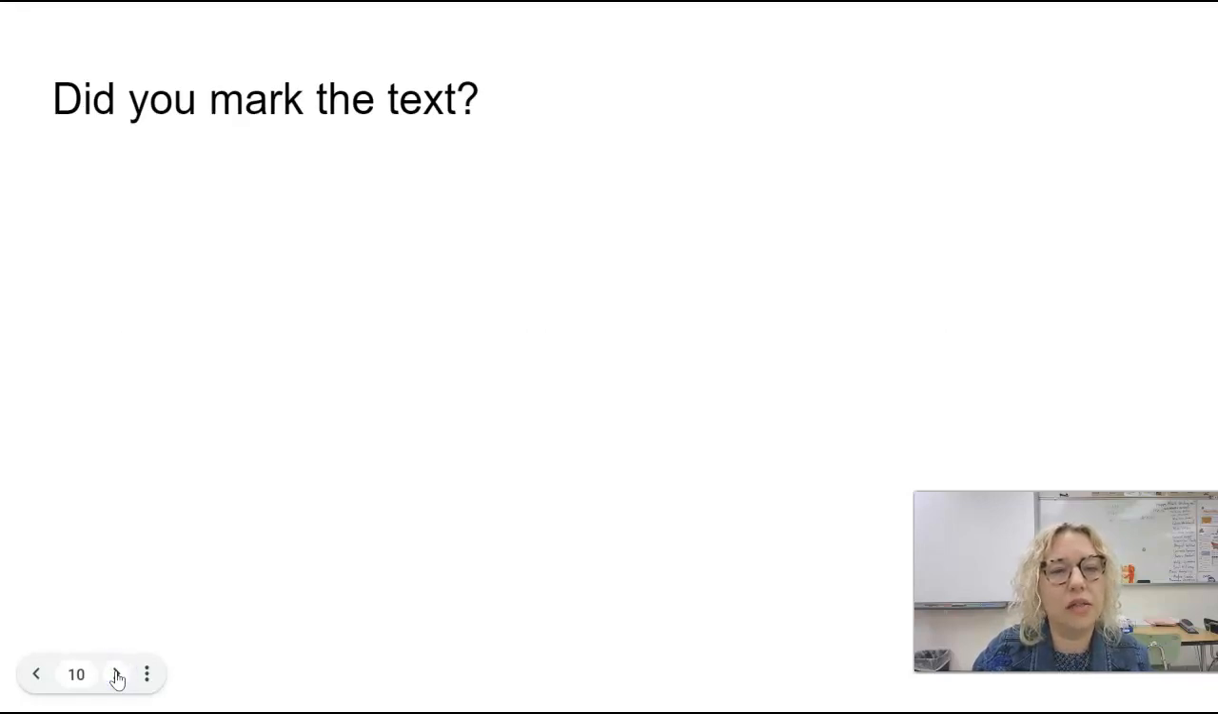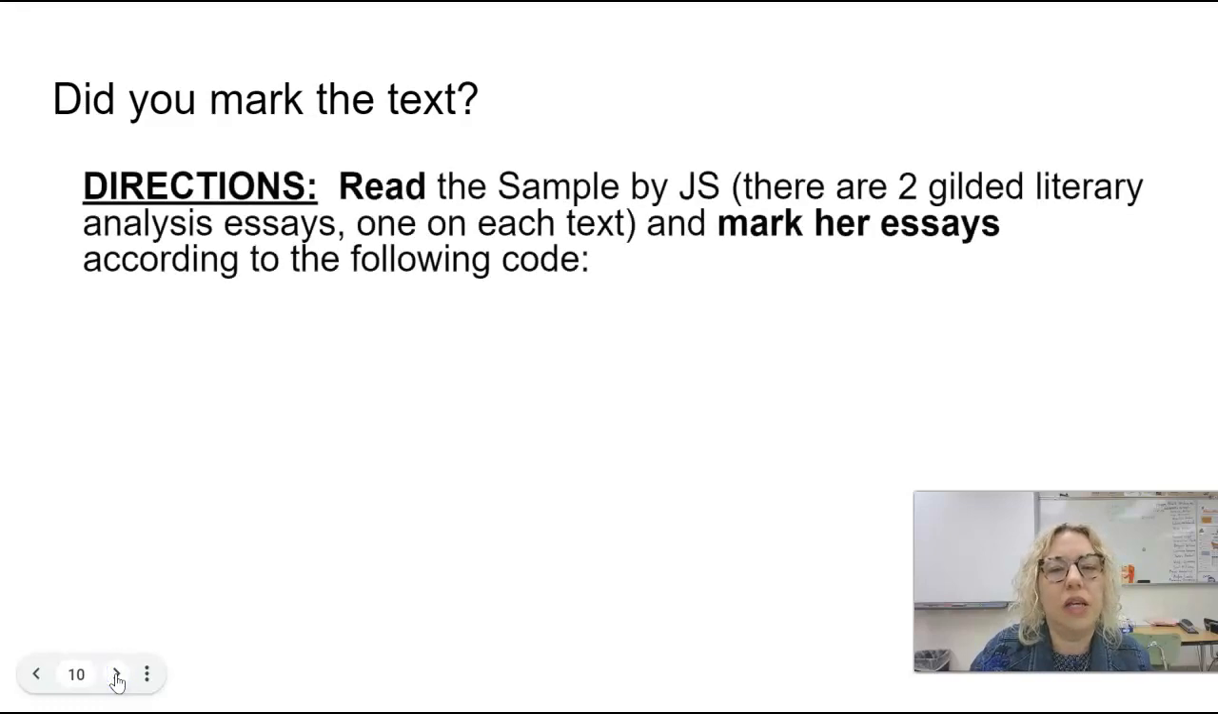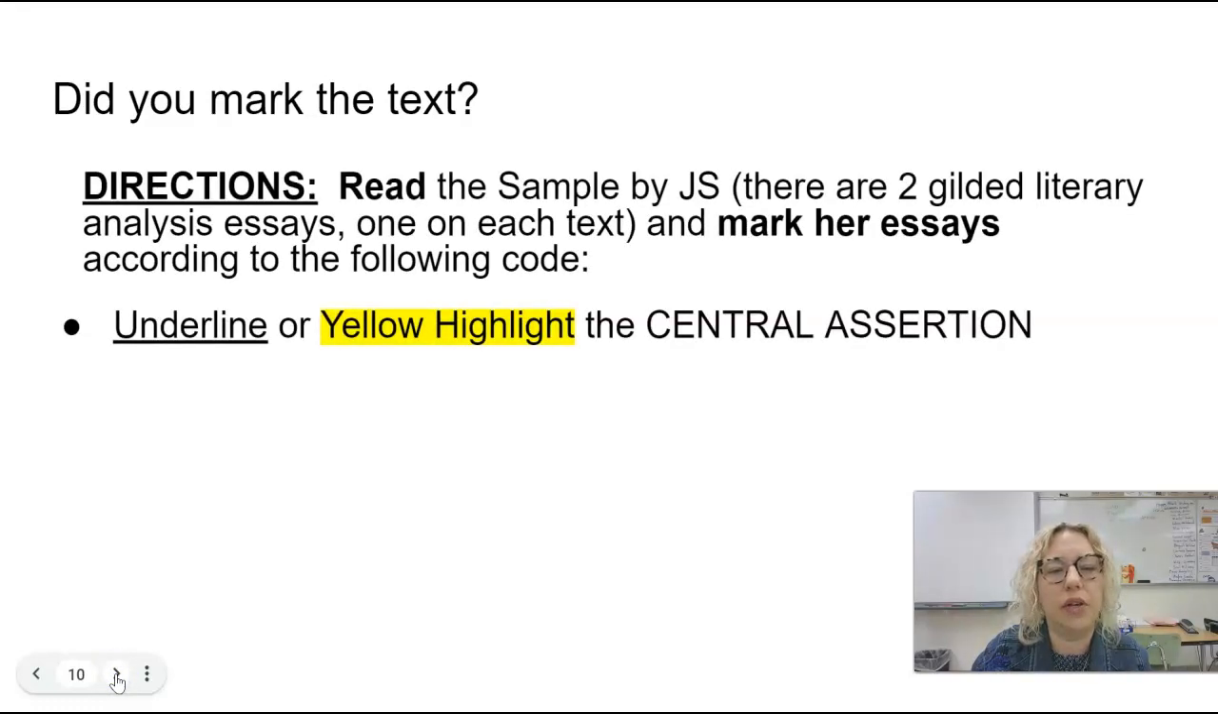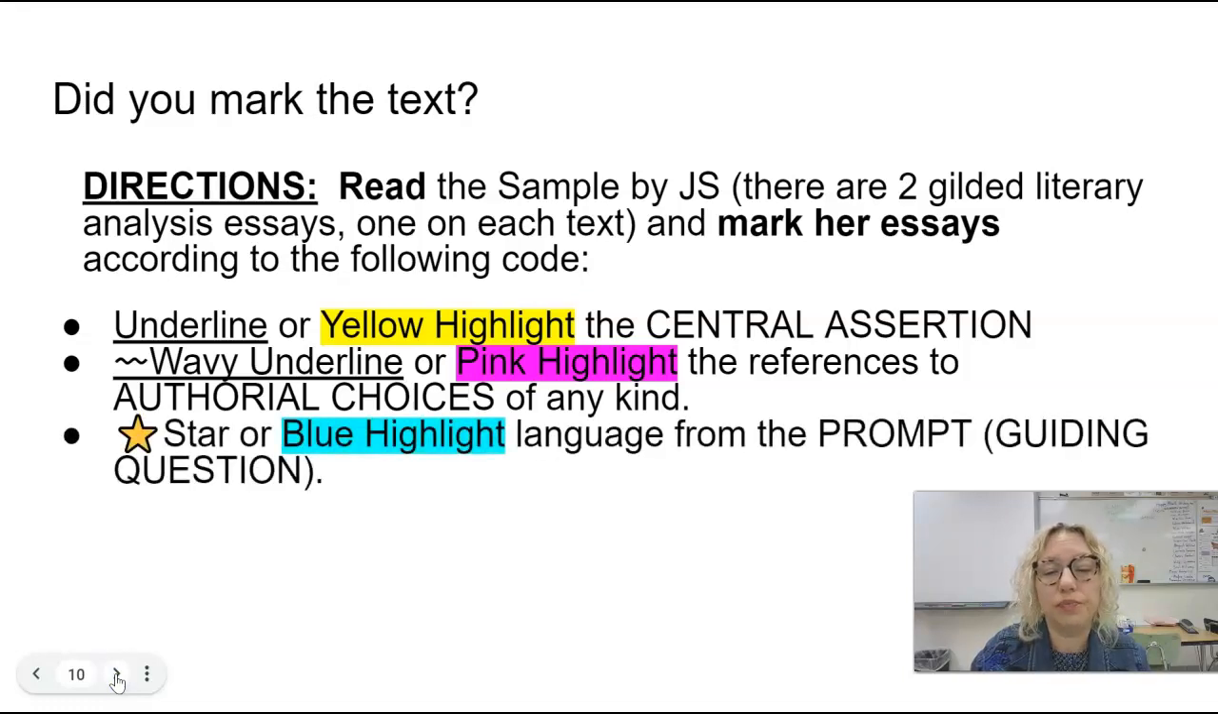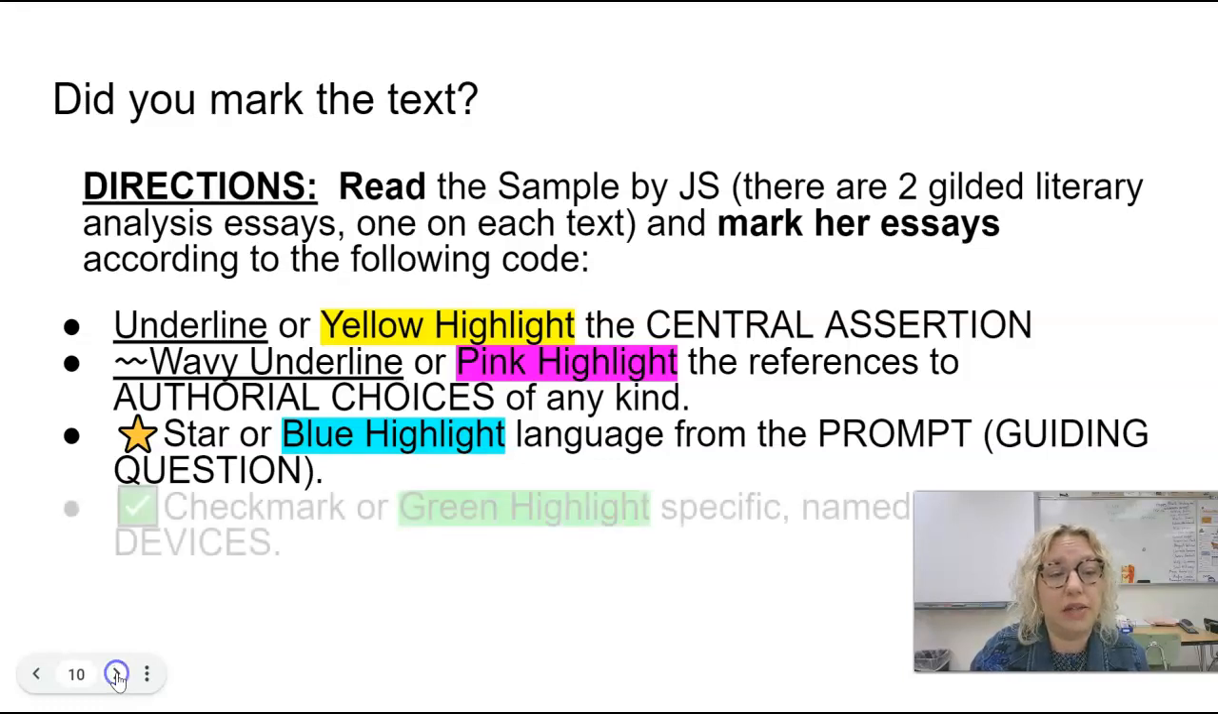All right, so did you mark the text? Did you mark up the actual essays that she wrote, and find the central assertion and references to the guiding question? I called it the prompt in there. Sorry about that. Well, if you did, you should have some things underlined or in yellow highlight. That's the central assertion. Wavy underline or pink are authorial choices of any kind. And a star or blue is language from the prompt or the guiding question. Using language from the guiding question throughout your essay is really essential to staying focused and having a well-organized essay. So that is a helpful tip and something to look at in these sample essays.